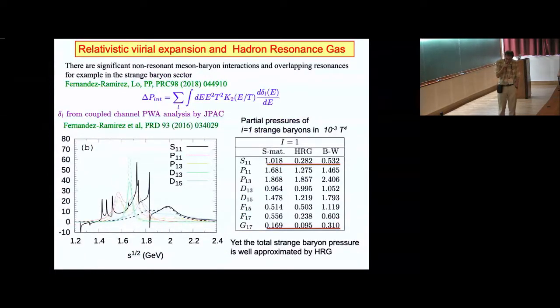Now, of course, if you look at the strangeness sector, and in particular the strange resonances, they come from interactions of mesons and strange baryons, so strange hyperons. So you have many resonances, many channels that you can have. So it's not that simple as for the meson gas that I described in the first lecture. But nonetheless, in principle, you could do the virial expansion based on the S matrix in the same way, and it's just a question to what extent you could approximate the virial expansion by the hadron gas.